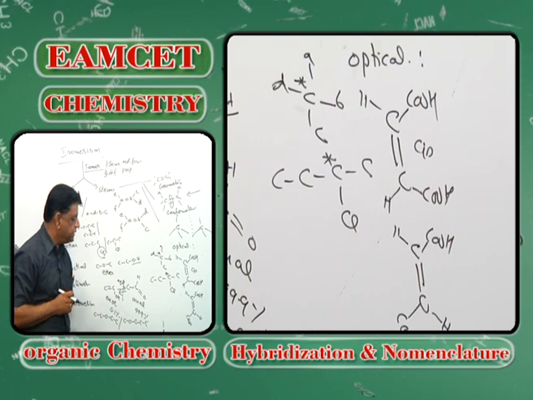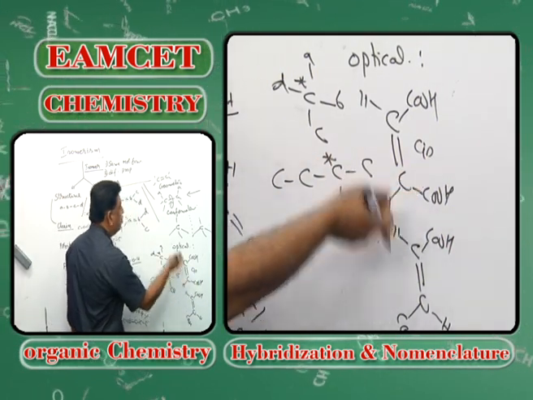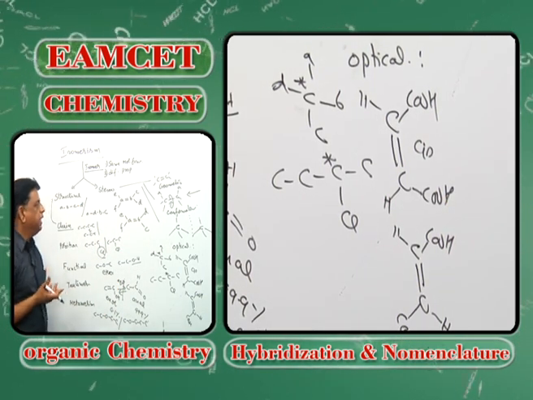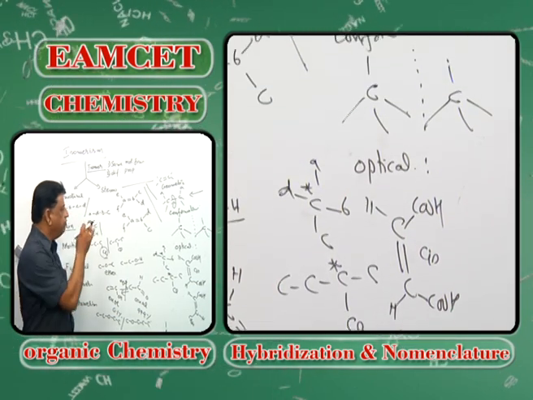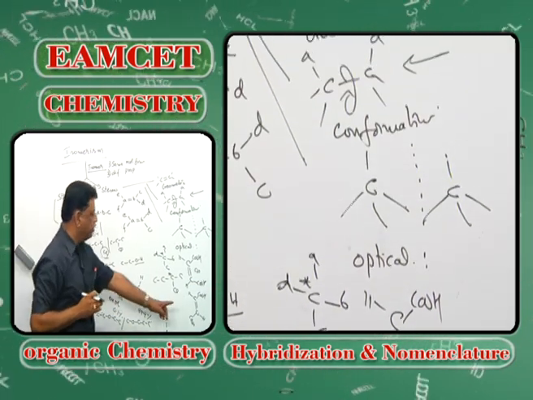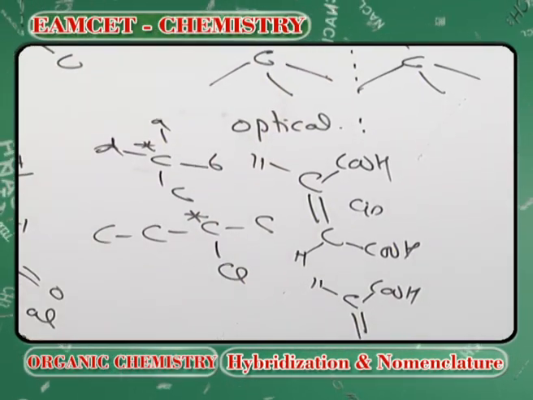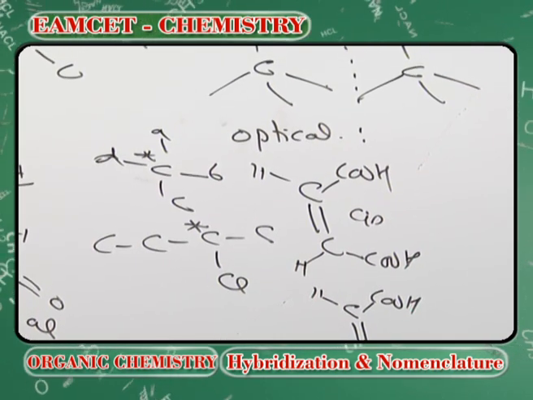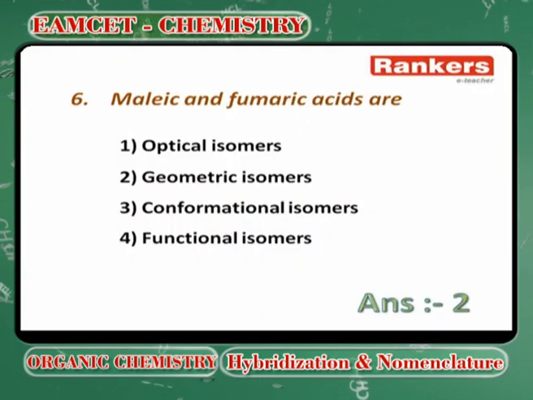What is the relation? The groups are just exchanged. Whenever the groups on the double bond are exchanged, the compound is a different one. They are not superimposable, they are not mirror images, they are totally different compounds. Because of the double bond we cannot rotate, so they are not conformational isomers. Such isomers are called geometric isomers. In another type of classification they are also called diastereomers.